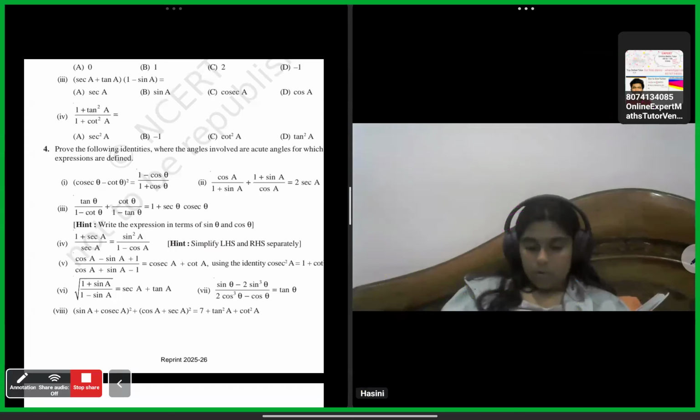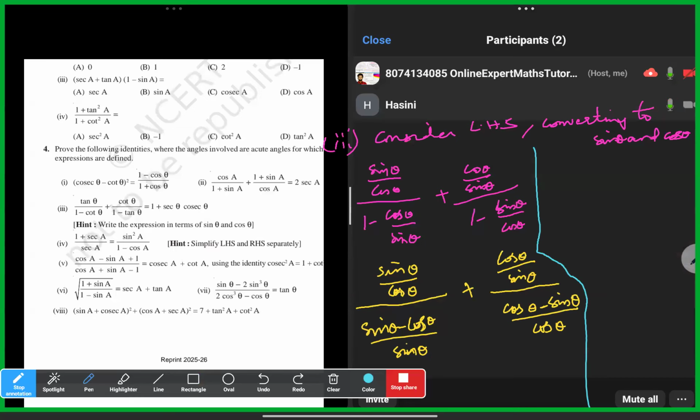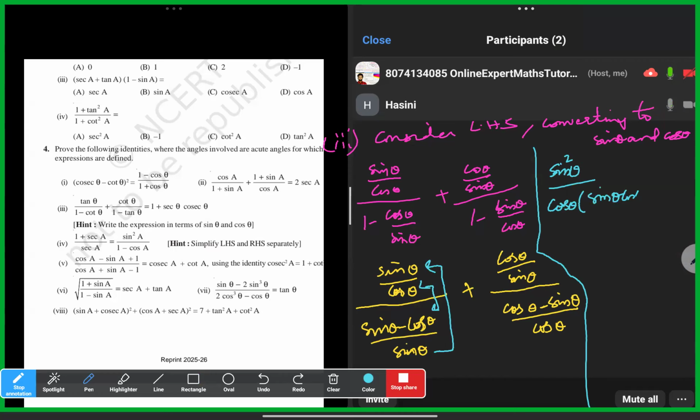Once you write it, we'll send the picture. In this step, the denominator fraction gets reciprocated. This will go and multiply with this, and these two will get multiplied. So I can write directly sin square theta by cos theta into bracket sin theta minus cos theta. I just wrote a direct step: the numerators and denominators, if we multiply, we get this.